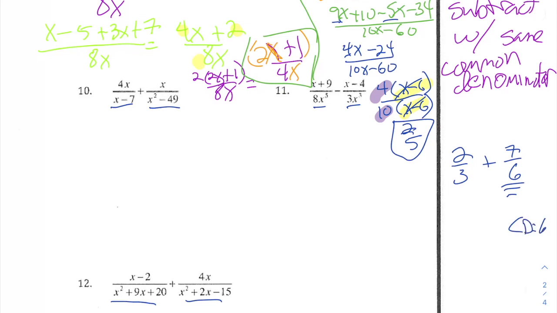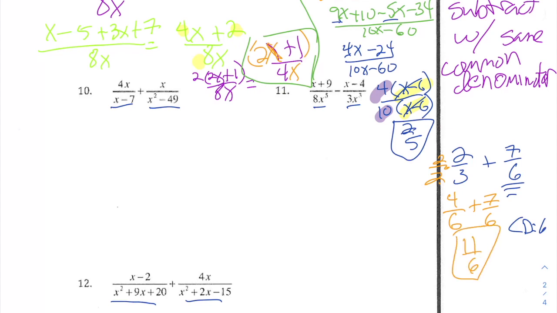Okay, so the common denominator is 6. Now what I'm going to do is multiply 2/3 by 2 over 2, because 2 times 3 is 6. And now this gives me 4/6 plus 7/6, which is 11/6. That's how I can do it.